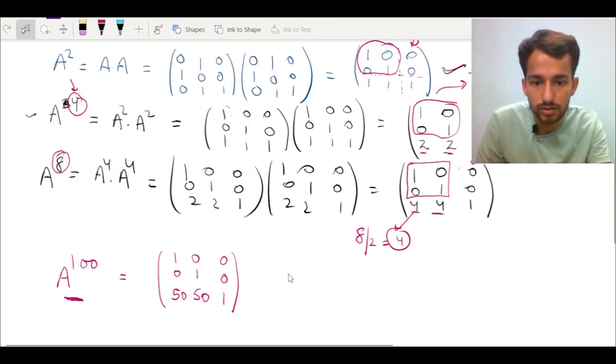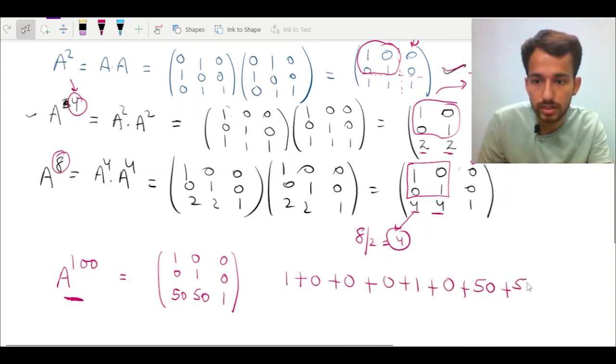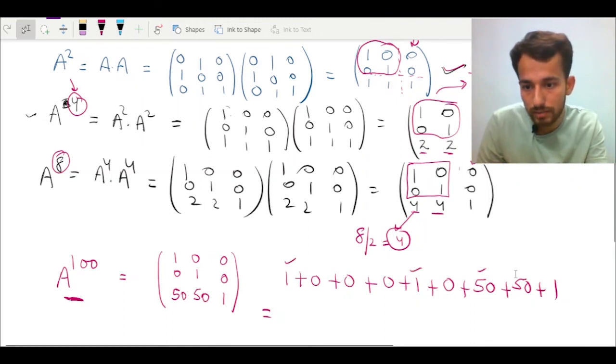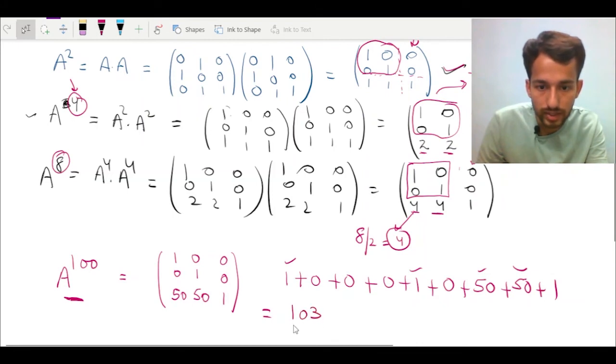Now calculate the sum. So the sum will be 1 plus 0 plus 0 plus 0 plus 1 plus 0 plus 50 plus 50 plus 1. Basically, take all the non-zero elements. So in the first row we have 1, in the second row we have 1, so 1 plus 1, that is 2, 50 plus 50 is 100, 100 plus 1 is 101, plus 2 makes it. So the answer is 103.